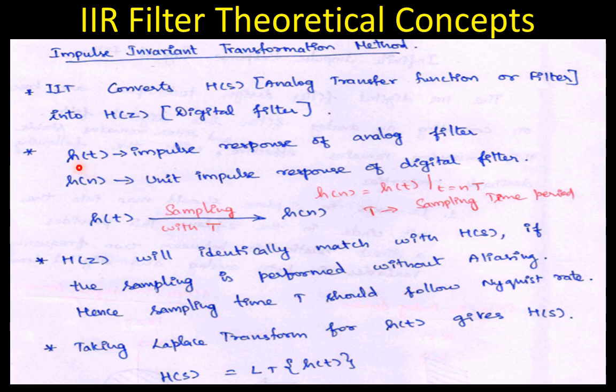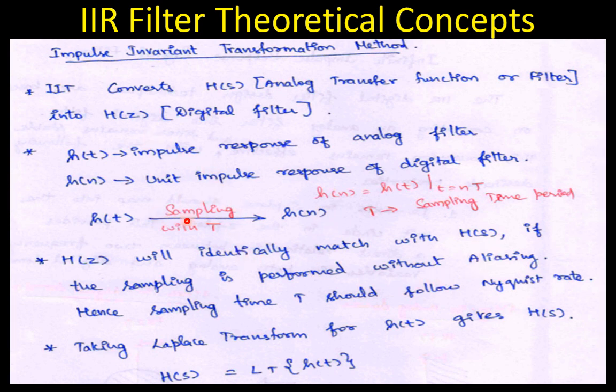So let us start. H of t and H of n. What is the difference between these two? Both are called impulse response, nothing different. But H of t is a continuous time signal, whereas H of n is a discrete time signal. So how do you obtain H of n from H of t? By the sampling process you can obtain H of n. Both are impulse response, right?